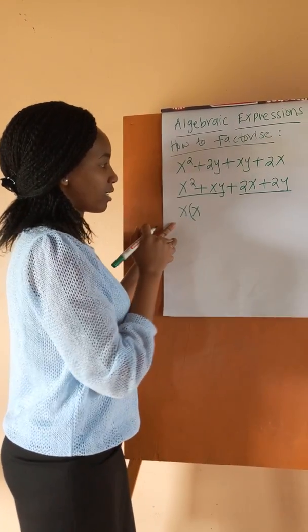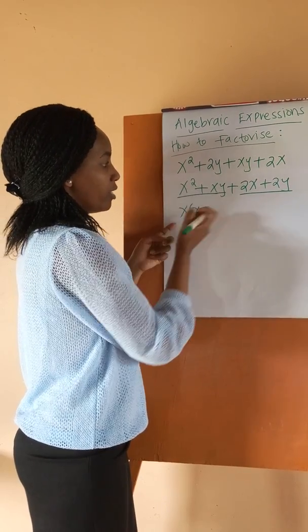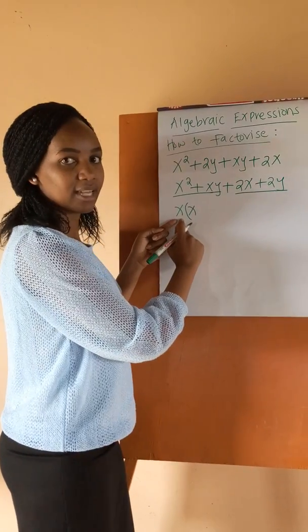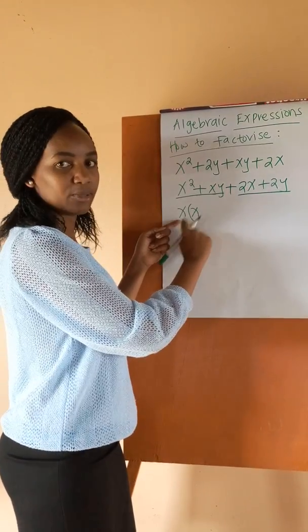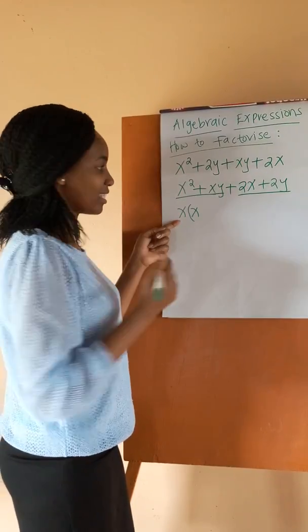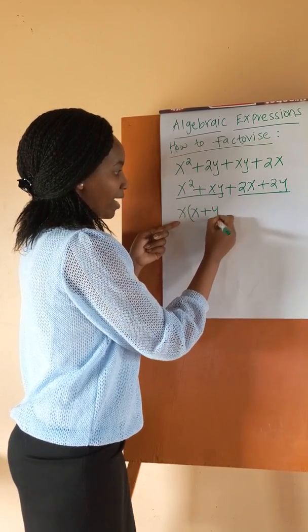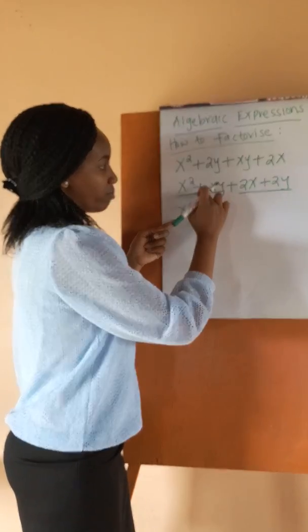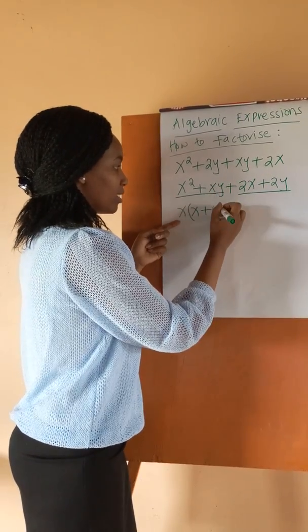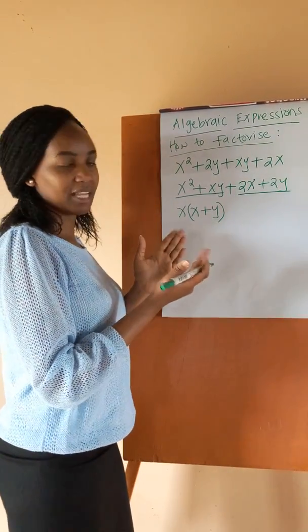We go to the second part of our first group. We are left with xy. We already have an x outside. So again, we ask ourselves, what must be done to this x to make it xy? If you say plus y, you multiply positive y times x, it will give you positive xy. So we are done, and then we close the bracket. So we move to the second group.